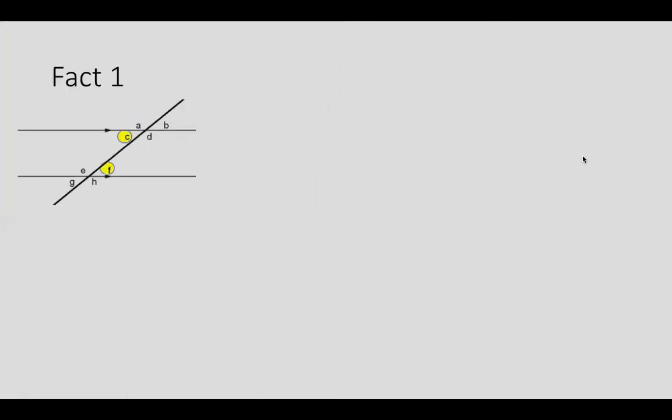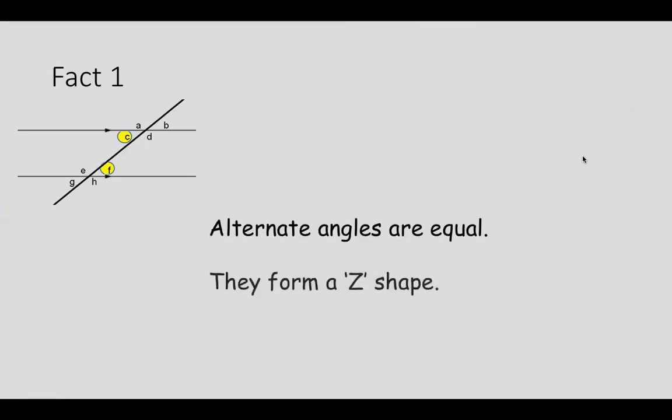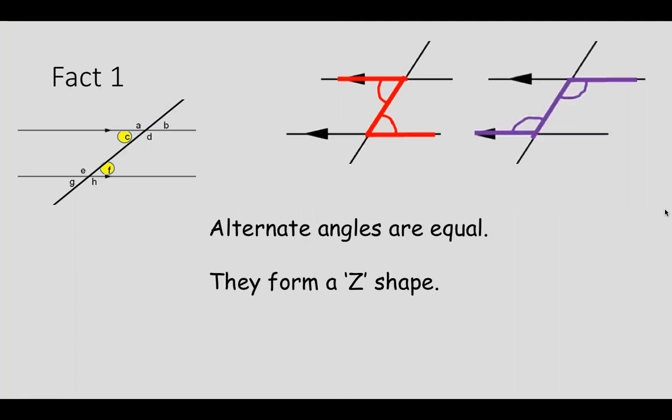Fact 1, the first rule: when we have parallel lines like this, alternate angles are equal. Alternate angles form a Z shape. There is a Z shape here, which means these alternate angles are the same, and the purple color alternate angles are the same. So C and F are the same, and D and E will be the same. C is 30, F is also 30. If this is 30, this is 150 because it's a straight line. D is 150, E also 150. Does that make sense?